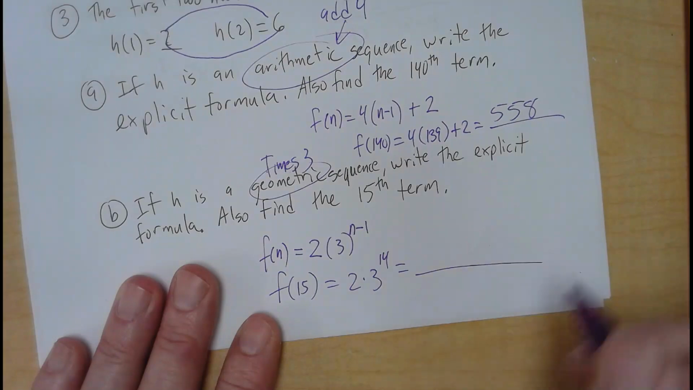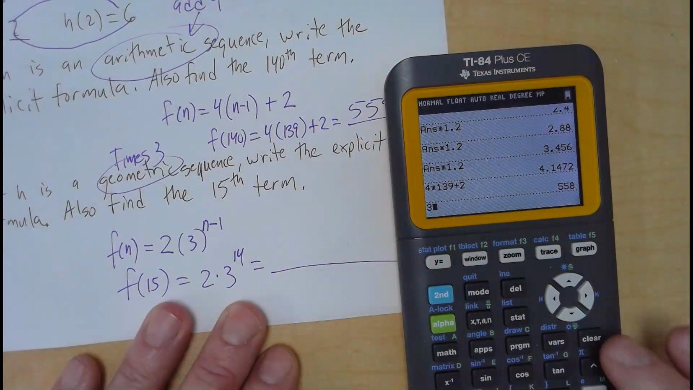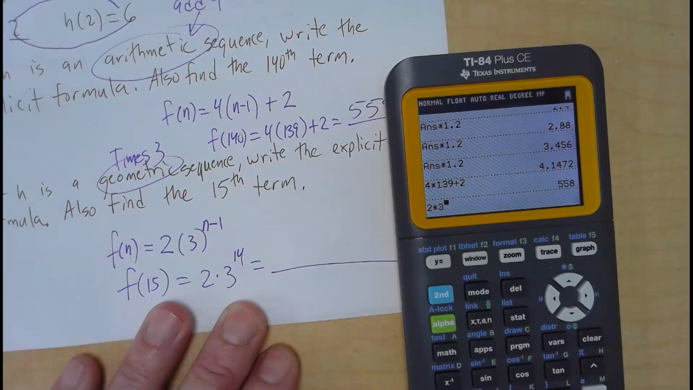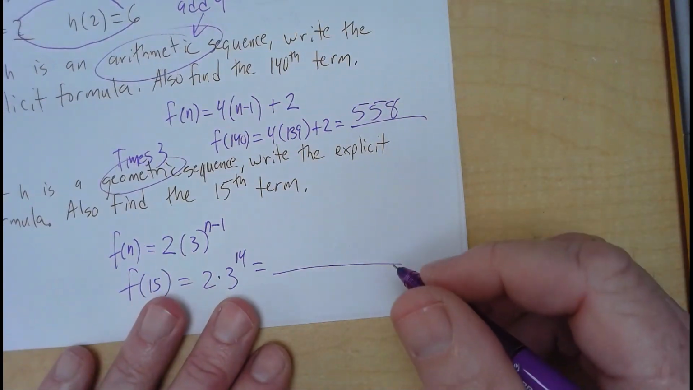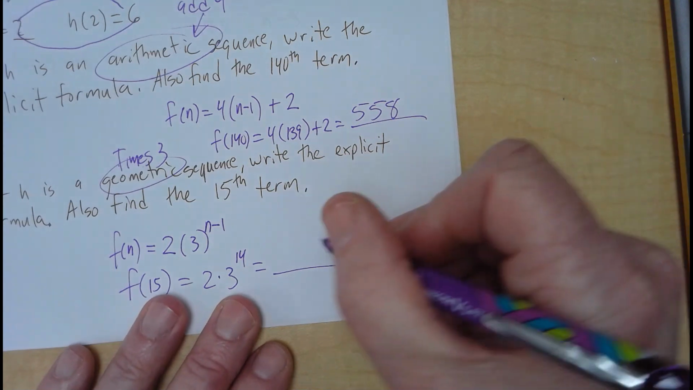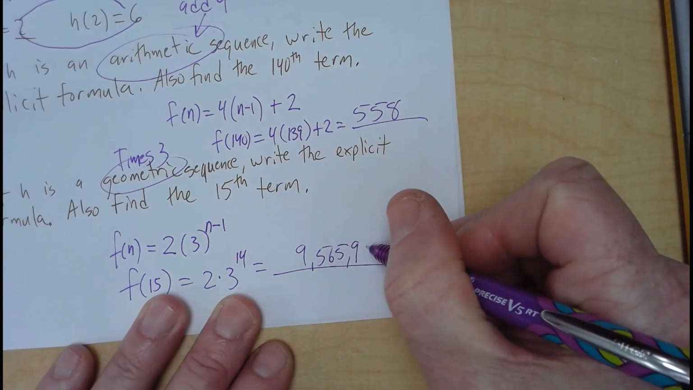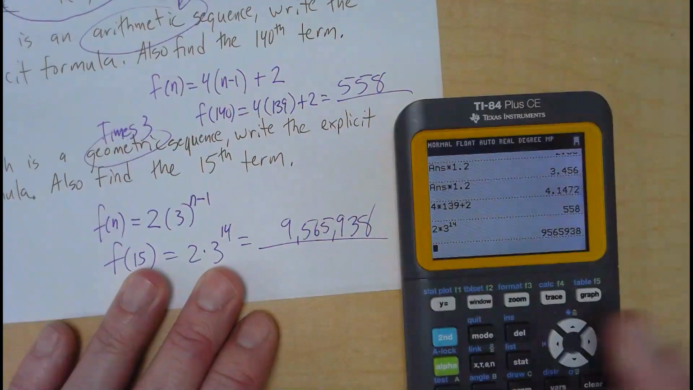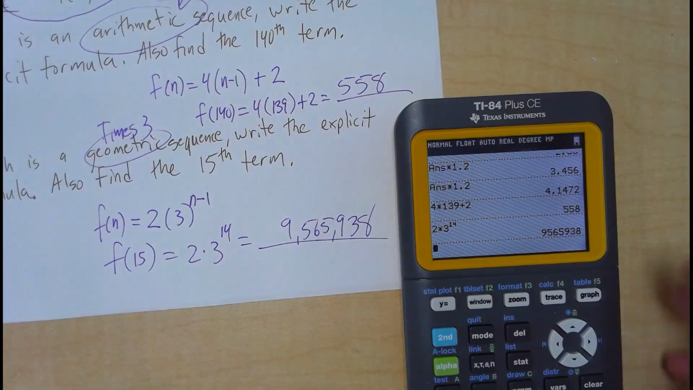So then we type this into the calculator, 2 times 3 to the power of 14, which is 9,565,938. Okay.